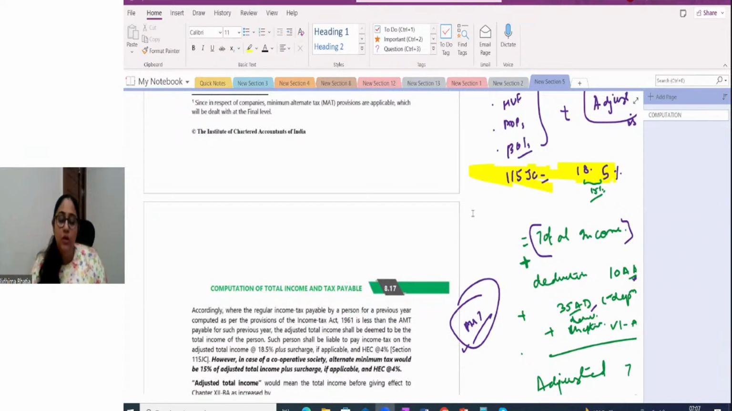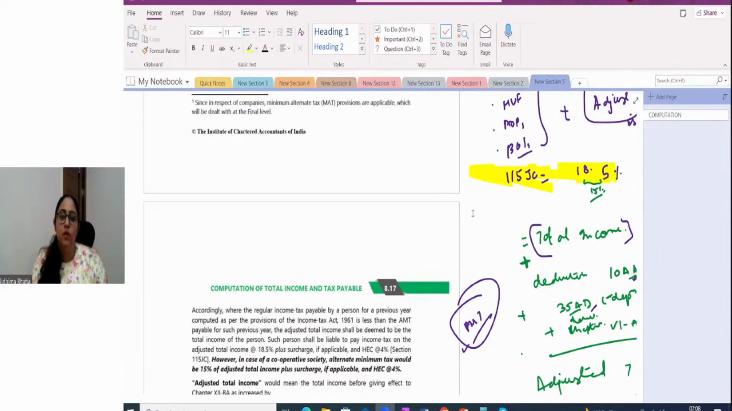AMT is called alternate minimum tax, which a person has to give at minimum. This was specially introduced for those who had profits, who were enjoying a good income, but because of certain deductions or exemptions available to them, they were not paying any tax. So if you are claiming deduction under section 10AA, 35AD, capital expenditure, and certain particular deductions under Chapter 6 heading C except ATP, you have to calculate AMT if your adjusted total income is more than 20 lakhs.